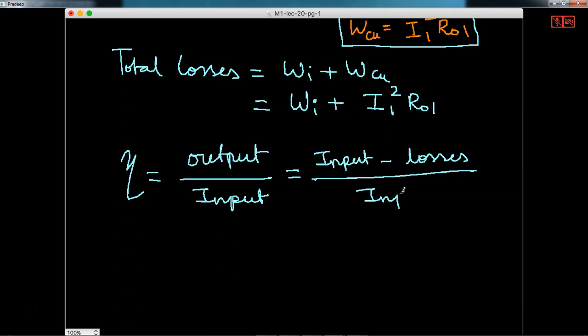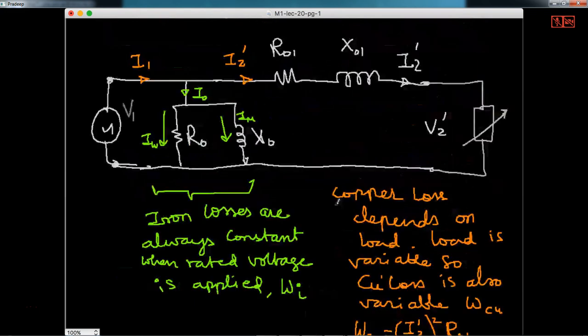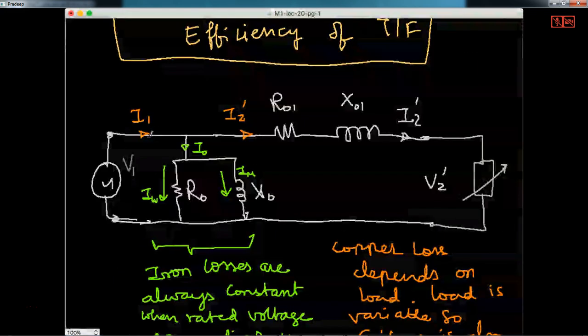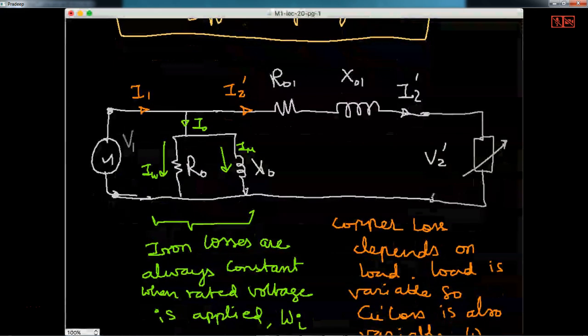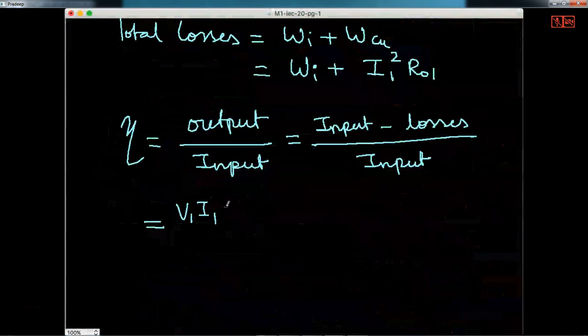So I can also write like this. In the place of output, I am writing input minus losses. So what is the input for the transformer? Now if I go back here in the diagram, the input of the transformer is V1 I1 cos phi 1. So I'll get V1 I1 cos phi 1 as the input of the transformer.